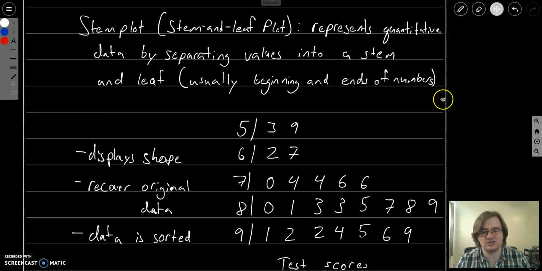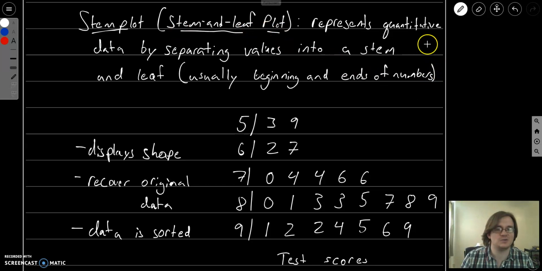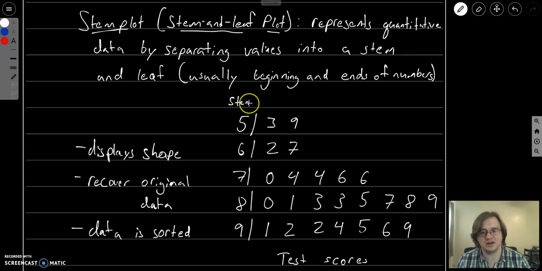Another one that you can recover this for would be a stem plot, which is also called a stem and leaf plot. And again, this represents quantitative data. But what it does is it takes the data and it separates the values into the stem part on the left, and then the leaf part on the right. So when we look at this data, the way to read this is a 5 followed by a 3 and a 9 means that we have 2 data points. One is going to be 53, and one is going to be 59.